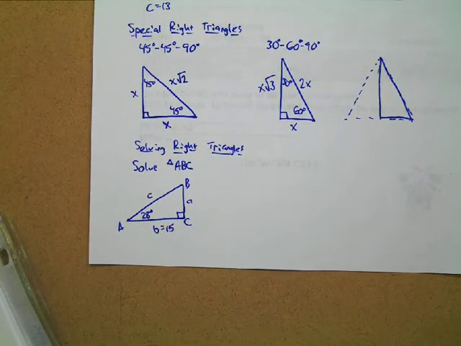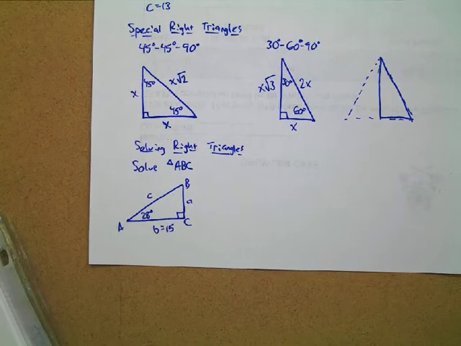So let's say we're going to solve this right triangle. What do I mean by solve triangle ABC? What do you think I mean by that? Find all the angles. Find all the sides. Exactly right. We're going to find all the missing pieces here. All right. You guys remember how to do that?